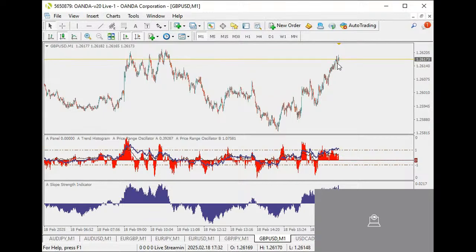However, I have a rule about only entering positions when there is a pullback. So I'm checking to see where my support level is on the cable US dollar, and it's at about 1.2608.